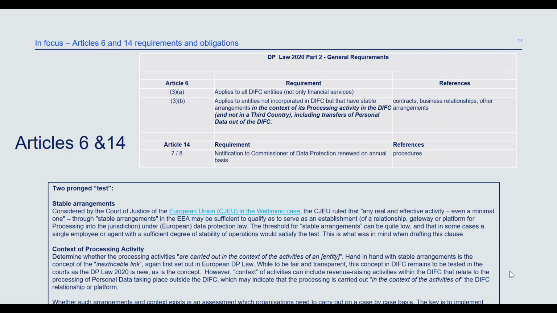So we are not necessarily in a position at this time to have had a situation where there's a question about stable arrangements and whether Article 6.3 applies, but it does apply, and for now at least, until we have a case that tells us otherwise, you have to think about this in terms of your arrangements with non-DIFC entities, and making sure that you have them comply with the law as well in the context of your processing activity.